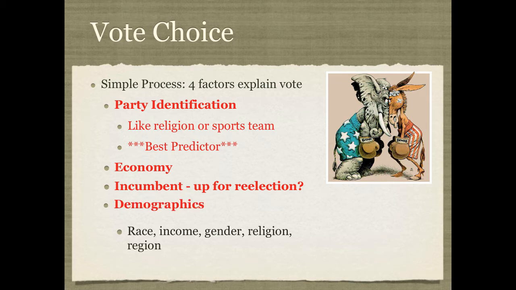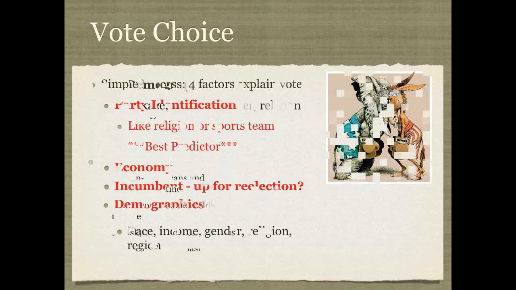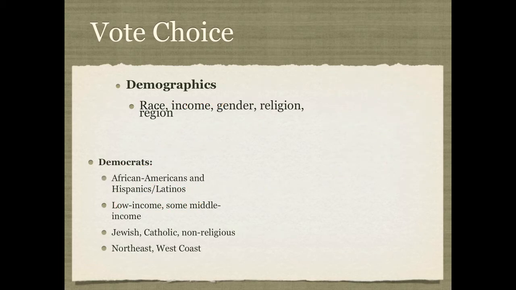And then finally, demographics are somewhat of a strong influence. Demographics just refers to social characteristics such as race, income, gender, religion, region. We tend to talk about the parties as coalitions of different groups, and these demographic groups make up those coalitions. So let's talk about demographics briefly. You don't need to know the specifics of this. You do need to know demographics do have an influence on how people vote. But we're going to look at both parties' coalitions. This is a simplification, by the way. This is not the full list of all the different groups that are aligned with each party.